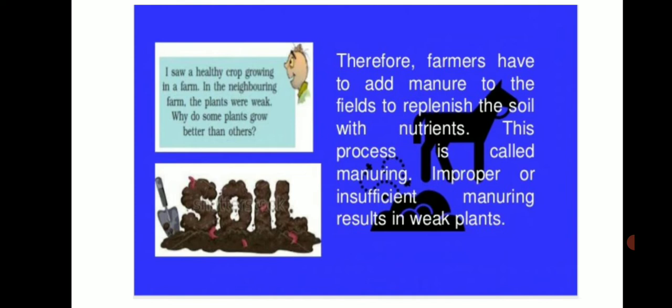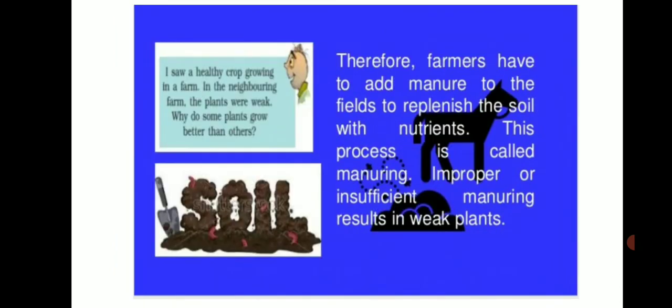See, we have already learnt about the soil. Soil consists of some humus. Even soil itself provides nutrients to the plant, but these nutrients are not sufficient for the growth of the plant. Therefore, farmers have to add some more nutrients to the plant in the form of manure or fertilizers. The process of adding manure to the field is called manuring. Improper or insufficient manuring results in weak plants.